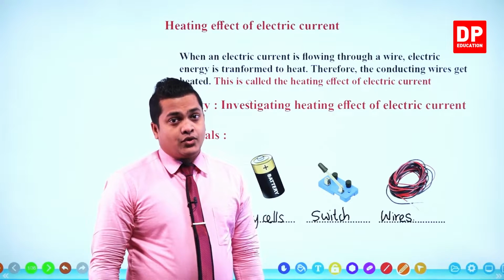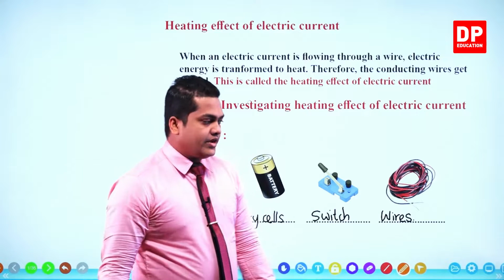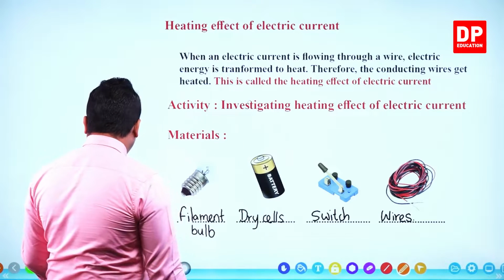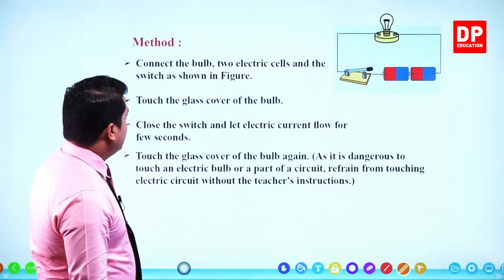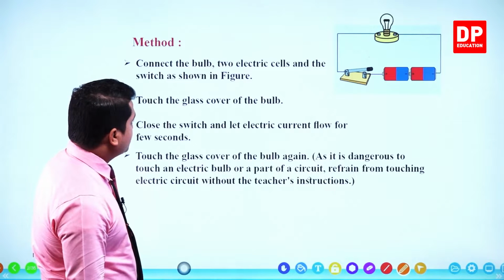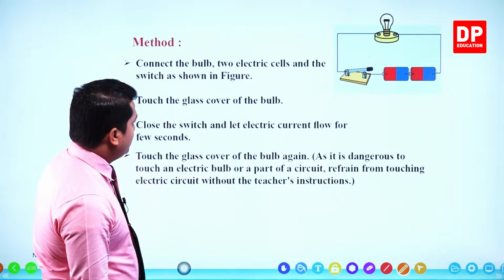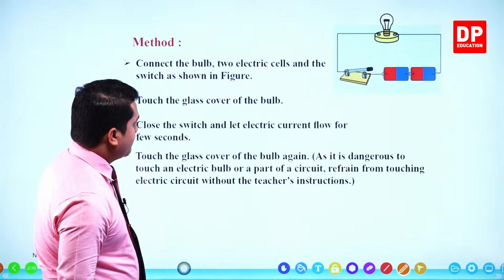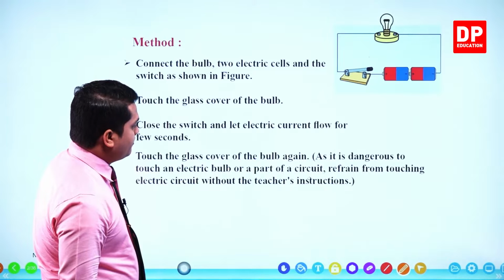So let's see how to conduct this activity. It's given under the method here. Connect the bulb to electric cells and the switch as shown in the figure. Touch the glass cover of the bulb. Close the switch and let the electric current flow for a few seconds. Touch the glass cover of the bulb again.